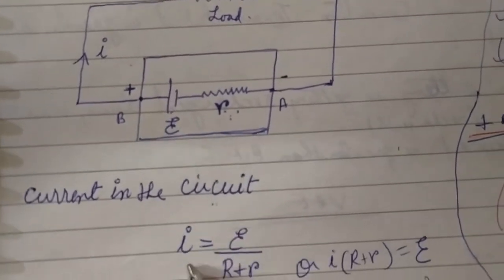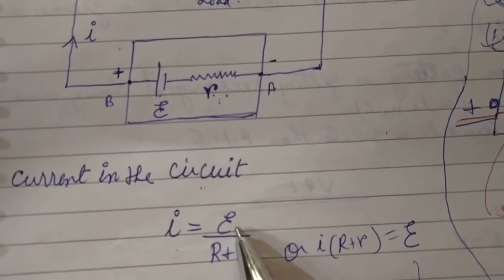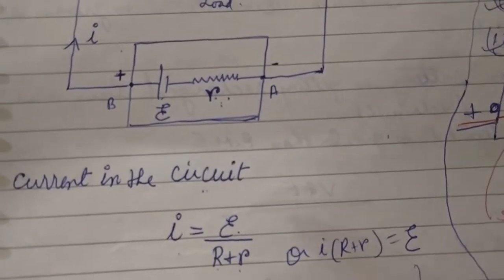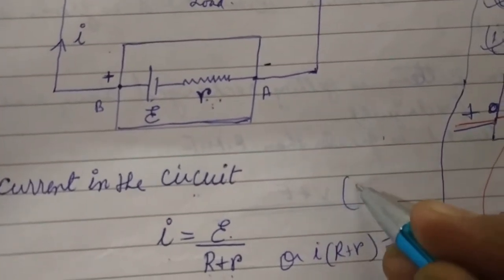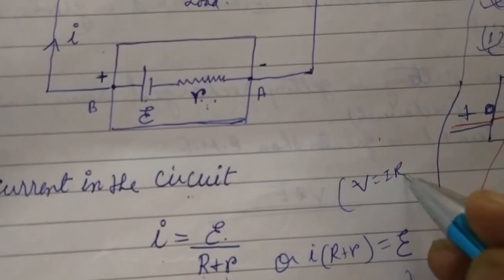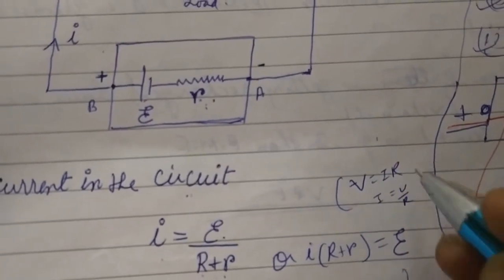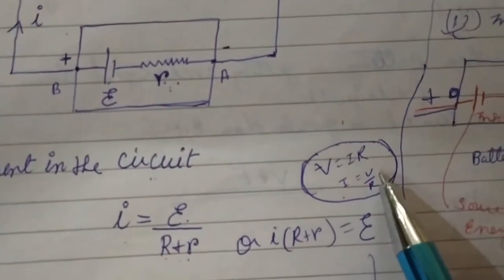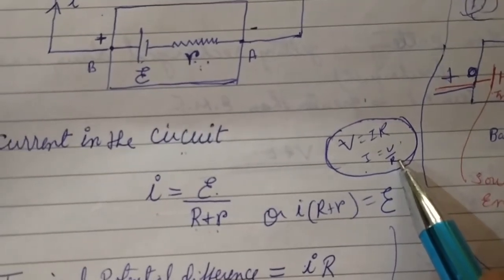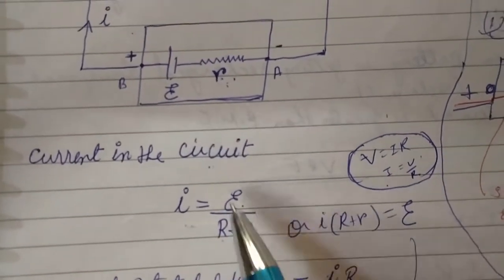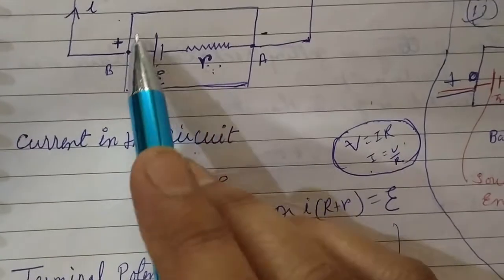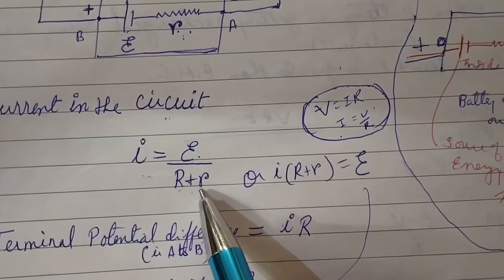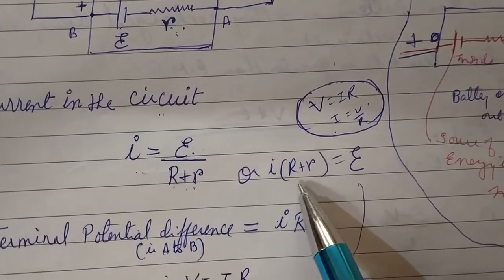So what is the current in the circuit? I is equal to E upon R plus r, because we know the formula from Ohm's law, V is equal to IR, so I is equal to V upon R. So current is equal to potential difference upon resistance. The potential difference here, the source of EMF, is E. So E is equal to I(R plus r).